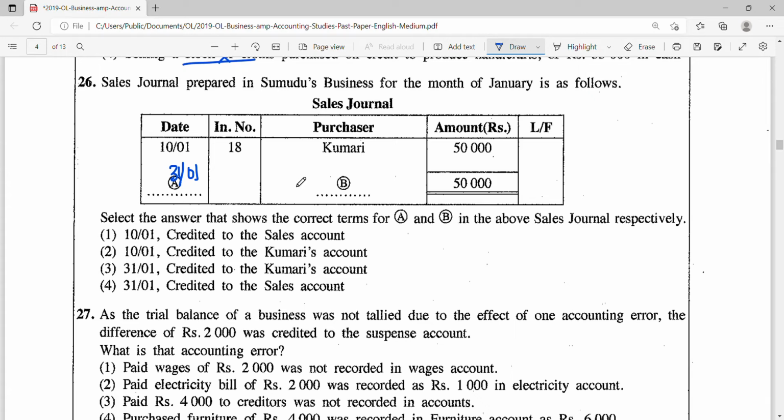And B, where would you credit this balance? You have sold to Kumari on credit. So this will be transferred to the sales account. So you have to write the account that you are taking this balance to. So here the correct answer is answer 4.